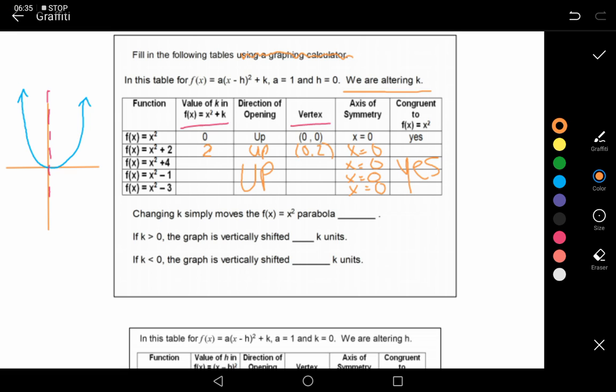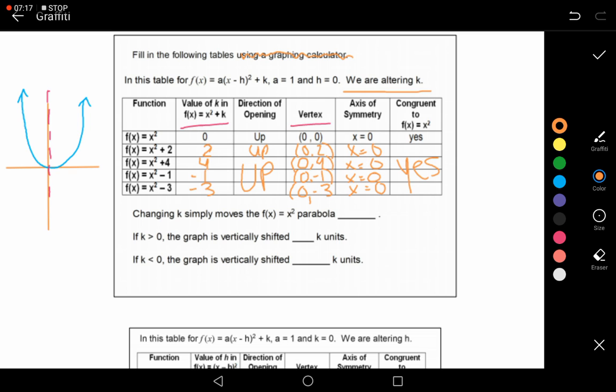Okay, so now let's move down here. So the value of k in this next function is obviously 4. Okay, and our vertex is going to shift then to (0, 4). All right, the value of k in our next one is -1, which is going to shift our vertex to (0, -1). And I'm sure you're seeing a trend here. Lastly, our k value is -3, which means our vertex is (0, -3).